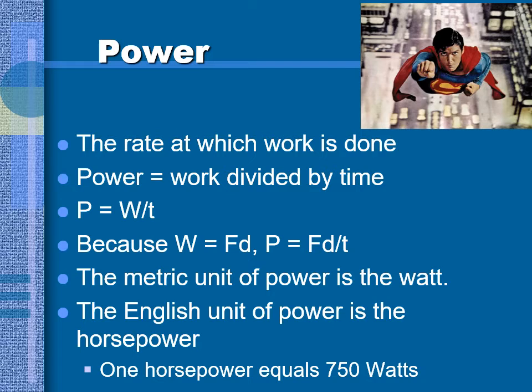to get the work done. So again, power is work divided by time. It is work divided by time because it's the rate at which work is done. We could also rearrange our work formula to say that power equals force times distance divided by time.